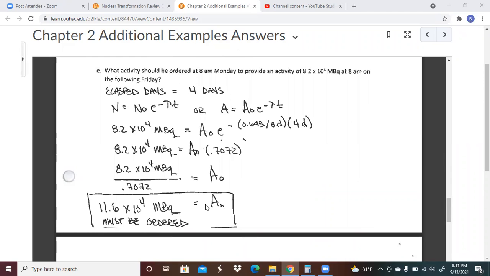So what activity should be ordered at 8 a.m. Monday to provide an activity of 8.2 times 10 to the 4th megabecquerel at 8 a.m. on the following Friday? So the number of elapsed days is 4 days. We know what the activity needs to be here on that Friday. We just need to know what activity we need to start with. We know what lambda is, or at least can compute it. We know how long that needs to be, which is 4 days. Come up with this. Take both sides, divide by this. So we have to order an activity of this amount in order to make sure that we have this amount of activity on that Friday. So this activity gets ordered on the Monday in order for us to have this activity on that Friday.